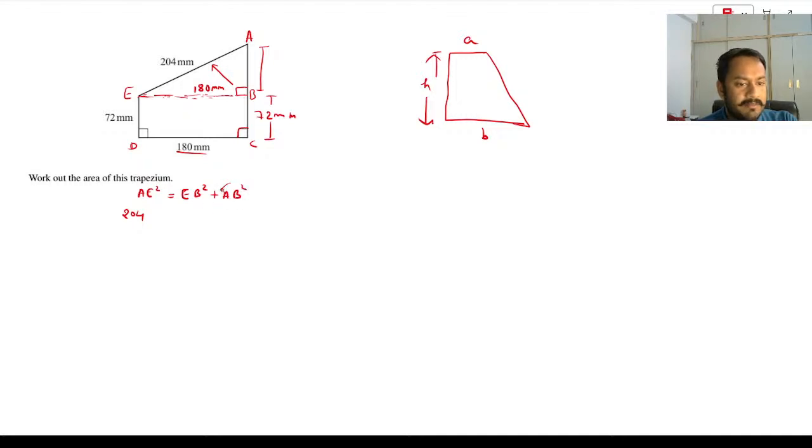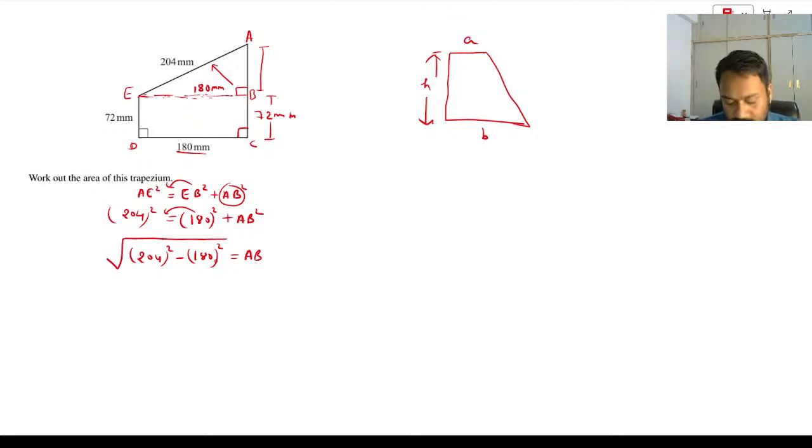Now I need to find AB. So I'll shift this to this side. So I'll write 204 square is equal to, what is EB? EB is 180 square. So 180 square plus AB square, right? Now if I shift this to this side, it will become 204 square minus 180 square, that is equal to AB, and this will be under root, right? Now to find AB, I need to use a calculator here, so I am using a calculator.